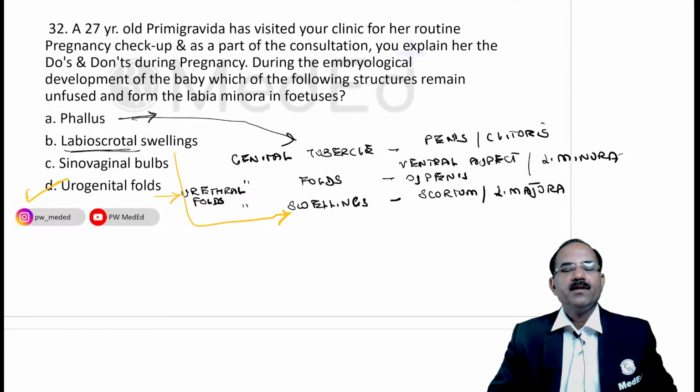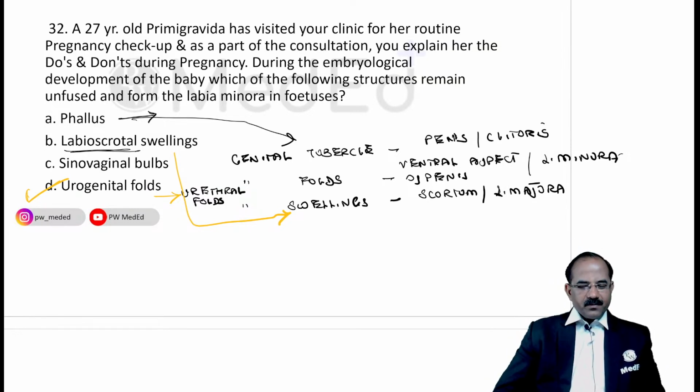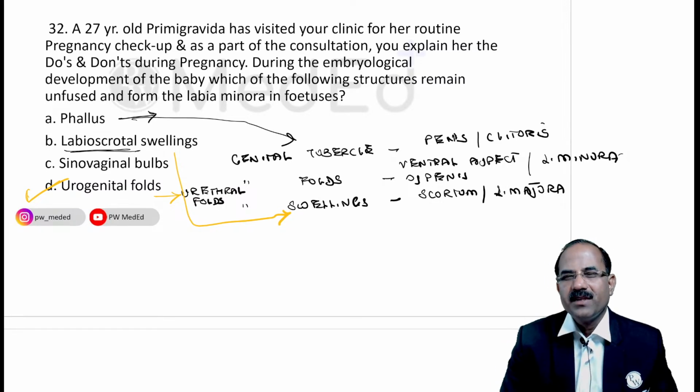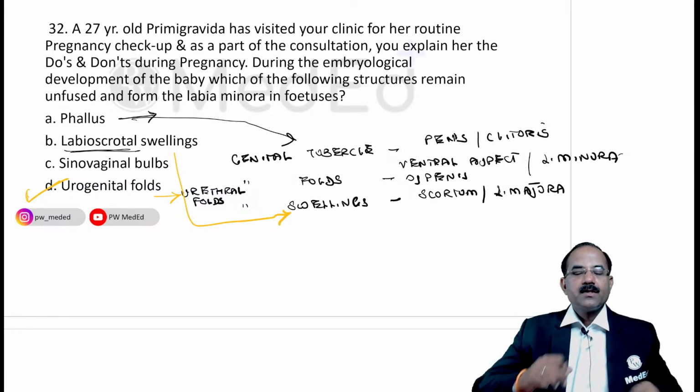Urogenital folds. Am I clear, students? Following this? I hope I'm clear. What are these sinovaginal bulbs going to form? Can anyone tell me? Any guesses? Sinovaginal bulbs.